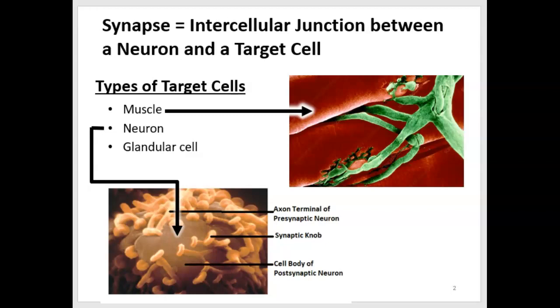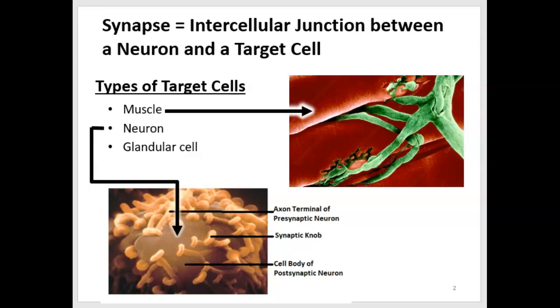A synapse is a junction between two cells, so we call it an intercellular junction, and it exists between a neuron and a target cell. And there are 3 types of target cells: a muscle cell, another neuron, or a cell in a gland. I have pictures on this slide of a neuron innervating or forming a junction with a muscle cell. That's the picture with the green neuron and the red muscle cells, and you can see some nice axon terminals branching out around the muscle cell.